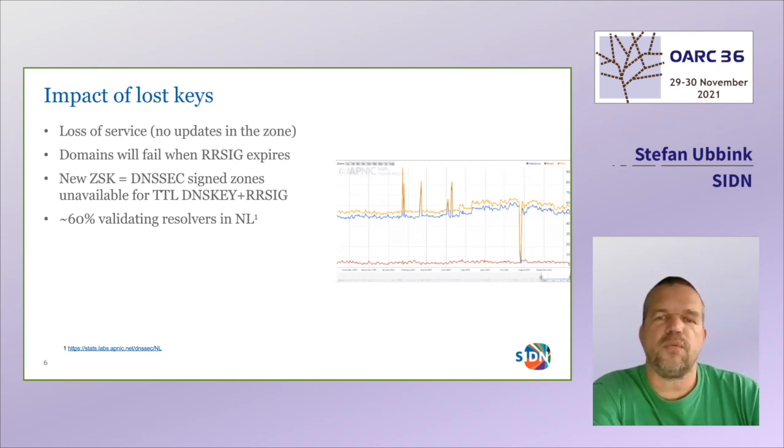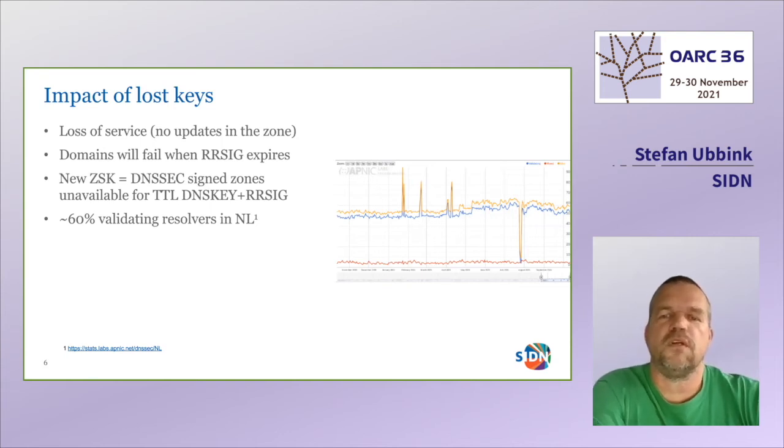In the previous setup, the KSK was always in the backup, so we would be able to restore that, but the ZSK might not be in the backup, and if that cannot be restored, a new ZSK has to be introduced. This will mean that all DNSSEC signed zones will be unavailable for the TTL of the DNSSEC key and/or RRSIG. For .nl, this means an outage of at least 1 hour, and because 60% of the resolvers used in the Netherlands validate DNSSEC answers, a lot of people will notice it.